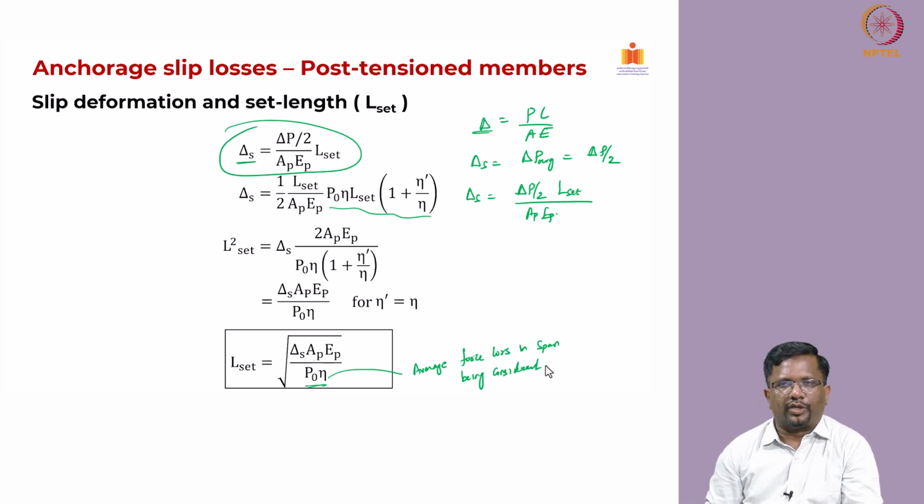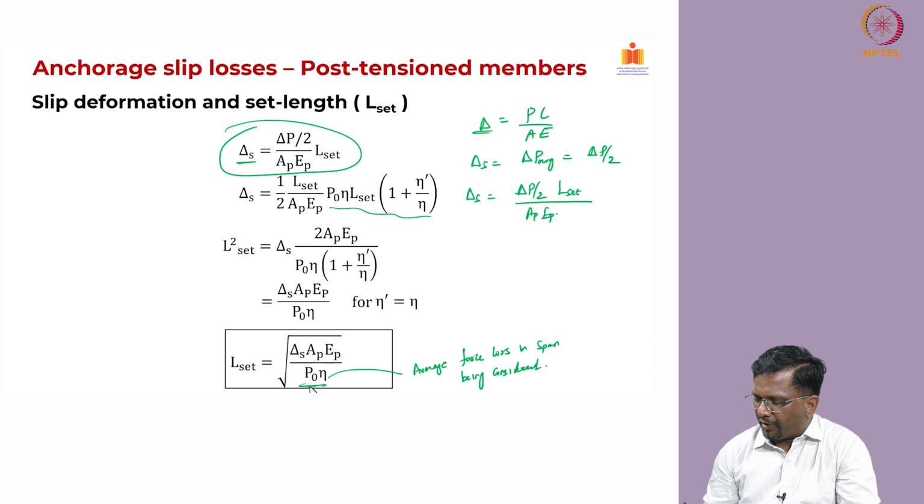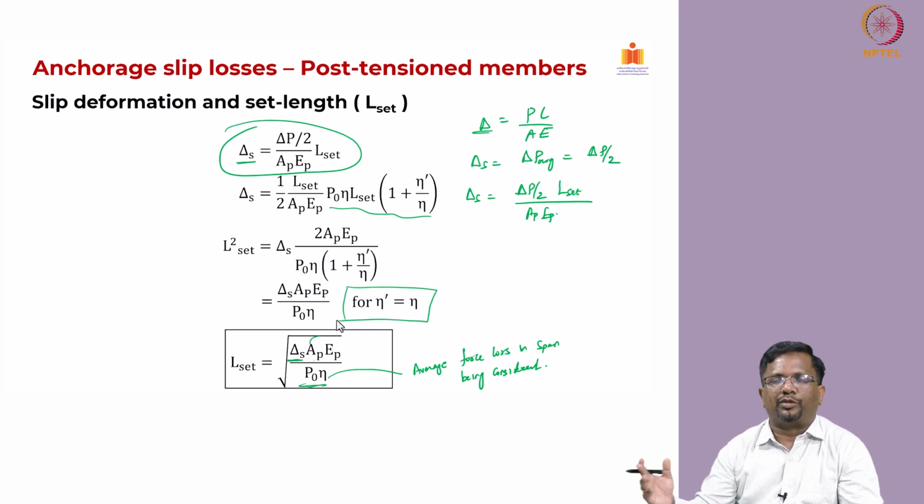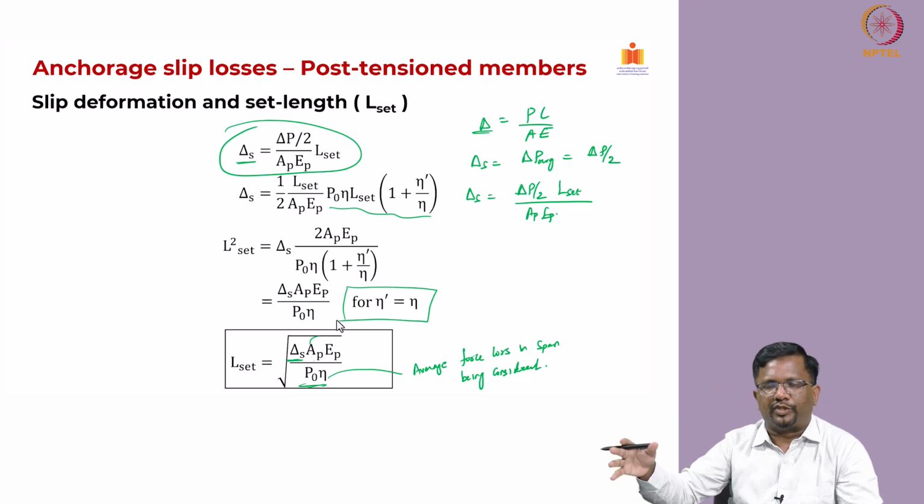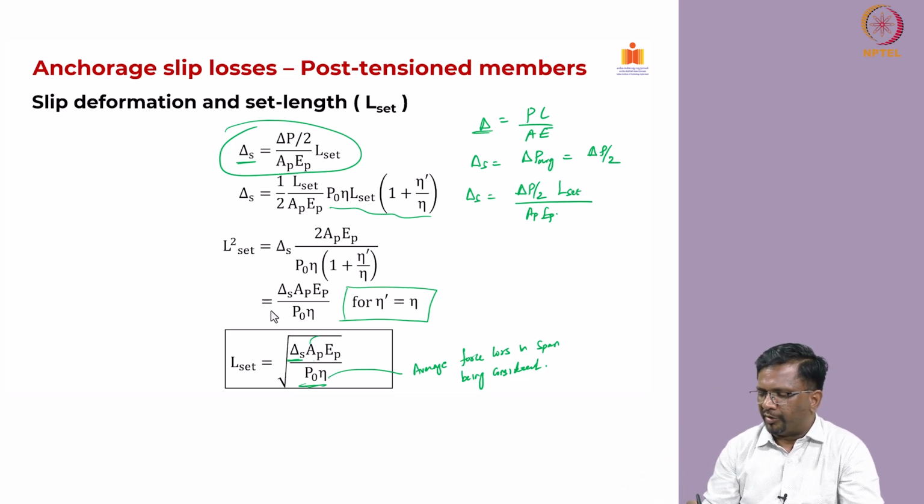Okay. So, let us look at it. If I know the value for P naught, which I know, right, and delta S is a slip deformation that is typically given from the manufacturer's data. I know the area of prestressing steel, and I know EP. Then if I somehow can calculate this P naught eta, which is nothing but the average force loss in the span where you are assuming that the slip is going to happen, then I can calculate my setting length using this simple expression. So, this is what I said: typically we assume that the friction coefficient for both reverse friction and the normal friction is the same. That is the reason we can simplify L set into this simplified form, right.